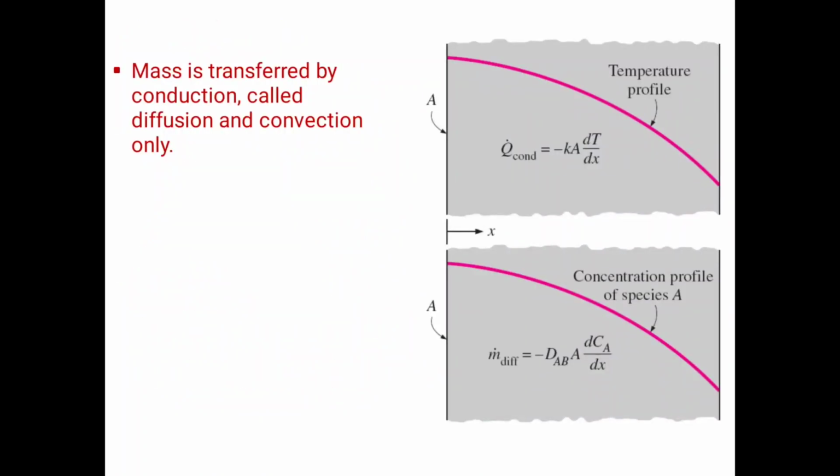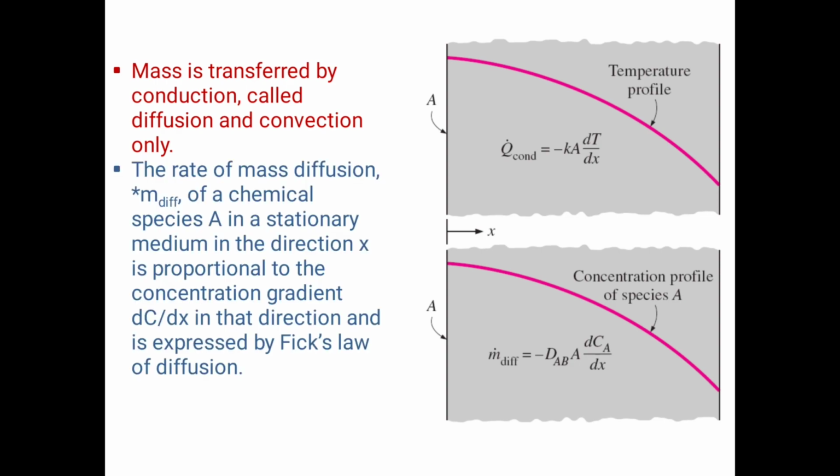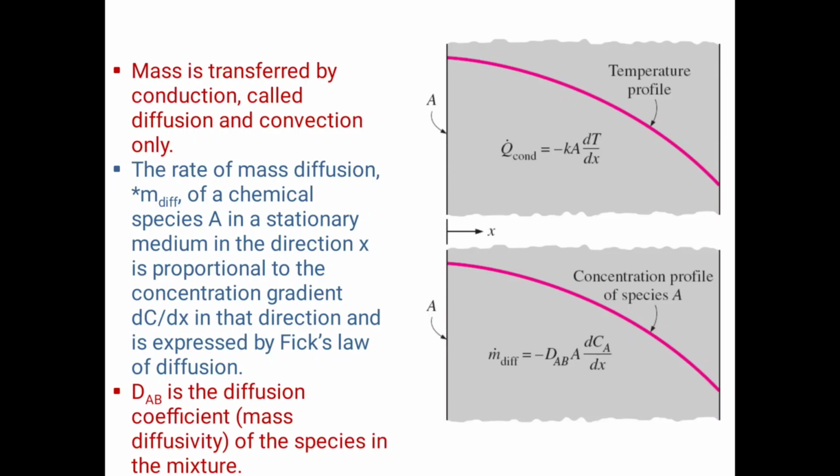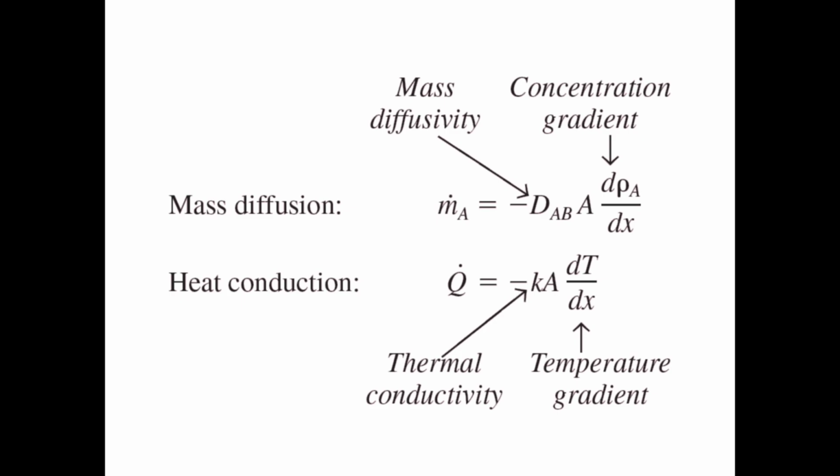Mass is transferred by conduction, called diffusion, and by convection only. The rate of mass diffusion of the chemical species A in a stationary medium in the direction x, as we can see in this figure, is proportional to the concentration gradient in that direction and expresses Fick's law of diffusion. DAB is the diffusion coefficient of the species in the mixture. Mass diffusion is equal to minus DAB, the diffusion coefficient, into dCA by dx. Compare this with heat conduction: Q is equal to minus kA into dT by dx.